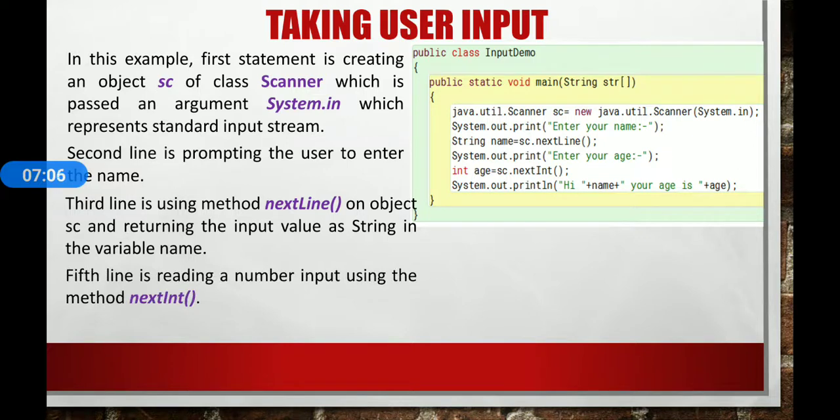Now next line, it will ask to input the age. Then age is the integer variable, so here we have to use nextInt. nextInt is a method that is used to store an integer value. Finally, the output is displayed as a value.